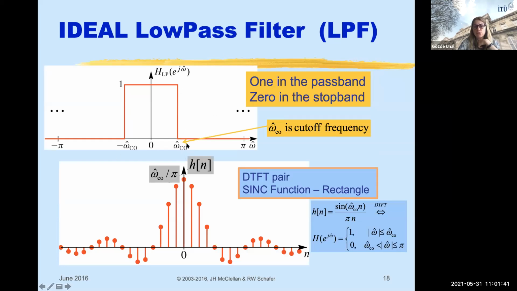This is the cutoff. An ideal filter is 1 in the pass band, 0 in the stop band, right? Here, omega hat c is the cutoff frequency. I know in time domain, this is a sinc function. We know this is a rectangle in Fourier spectra, and sinc is the time domain version. Remember this, right? Rectangle, sinc, equivalence, okay.